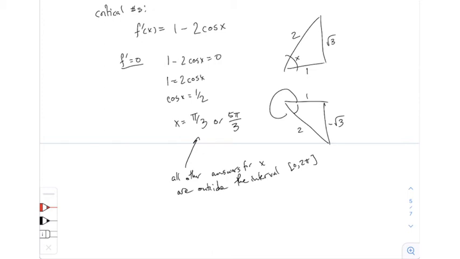Now we can proceed. These are my two critical numbers, right? Pi over 3 and 5 pi over 3. We need to check those two numbers. Plus, we also check the interval endpoints, which are 0 and 2 pi. And that's all we got to do.